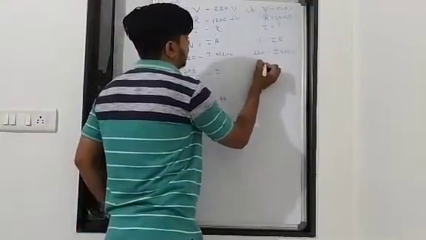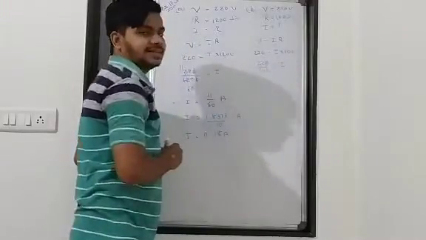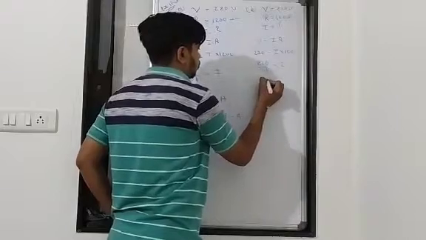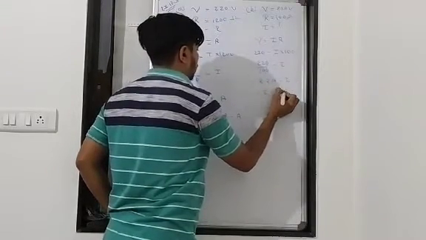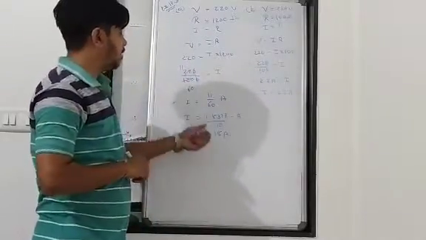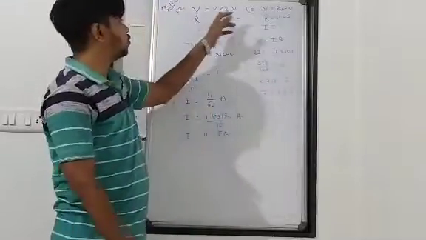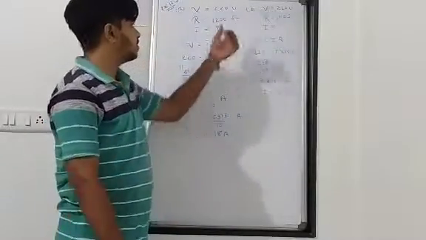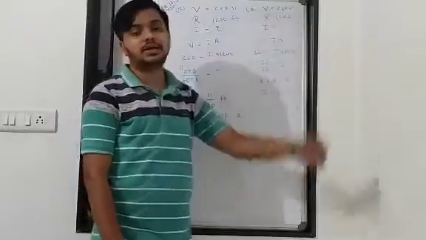So 220 divided by 100 is equal to I. These zeros are cancelled out. So the answer is 2.2 ampere. So I is equal to 2.2 ampere. So the heater draws 2.2 ampere while the bulb draws 0.18 ampere, if connected to 220 volt, with the internal resistances given to you: for the bulb it is 1200 and for the heater it is 100.